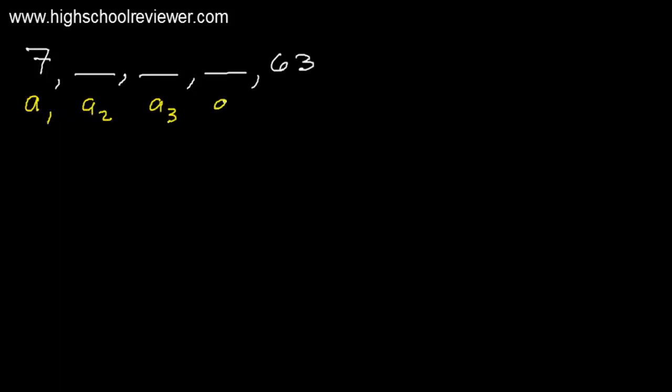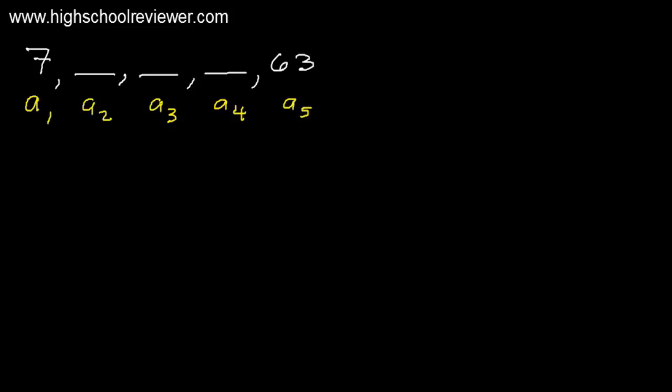Arithmetic means of an arithmetic sequence. Our given problem, we have positive 7, and we have 3 missing arithmetic means. So we have here 3 missing arithmetic means, and the last term will be 63. So positive 7 here is our a sub 1. This will be our a sub 2, a sub 3, a sub 4, and 63 is our a sub 5.